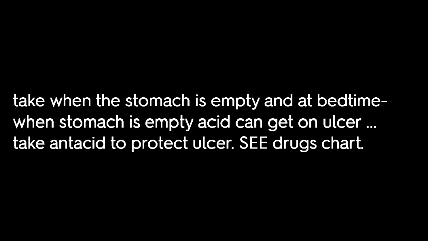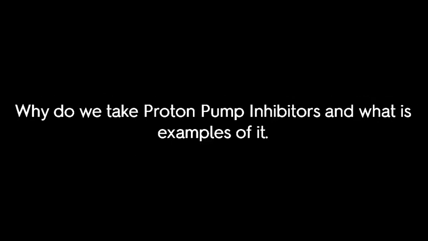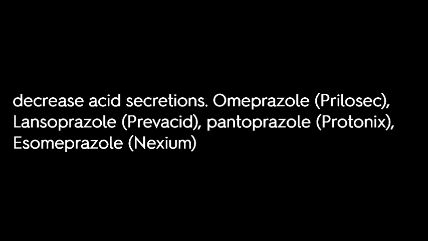Antacids, liquid or tablets? Liquid to coat the stomach. How do you take antacids? Take when the stomach is empty, and at bedtime. When the stomach is empty, acid can get on the ulcer. Take antacid to protect the ulcer. See drugs chart. Why do we take proton pump inhibitors, and what are examples of them? Decrease acid secretions. Omeprazole, lansoprazole, pantoprazole, esomeprazole.